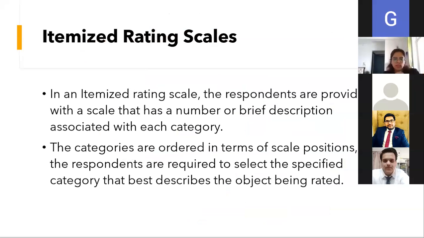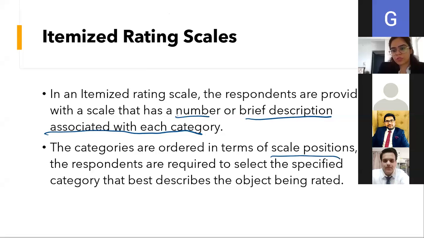Okay, so in an itemized rating scale, the respondents are provided with a scale that has a number or brief description associated with each category. So it is more understandable for the respondent, for more understanding of what each number means. And you can give a brief description about that category also. And categories are ordered in terms of scale positions. Obviously, 5 is better than 4, 4 is better than 3. But how much better, that is because we are giving these ratings.